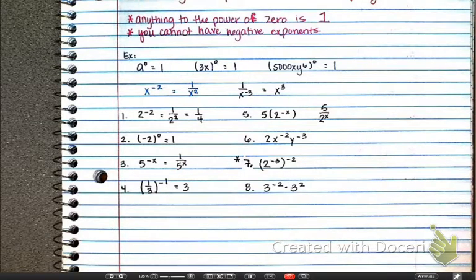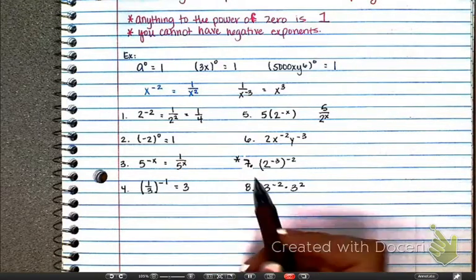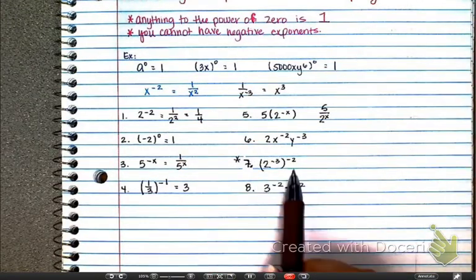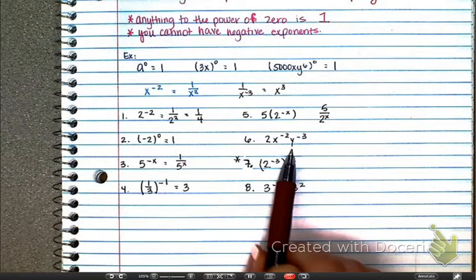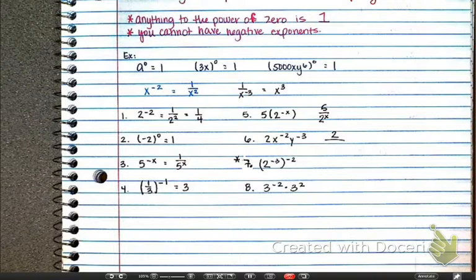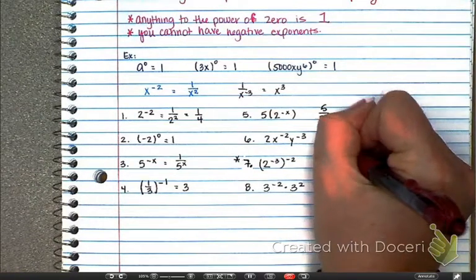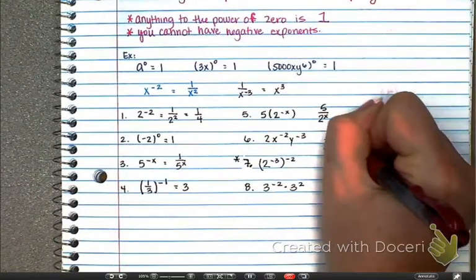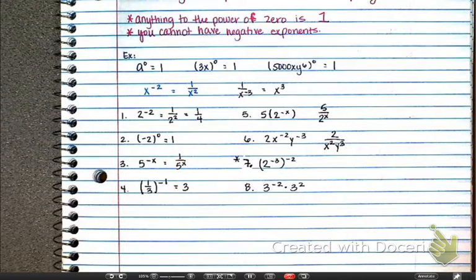Okay, because that negative x is not attached to the 5. Number 6, the negatives are only attached to the x's and the y's. So the 2 stays on top, x squared on the bottom, y to the 3rd on the bottom. Just what's attached to that negative drops.